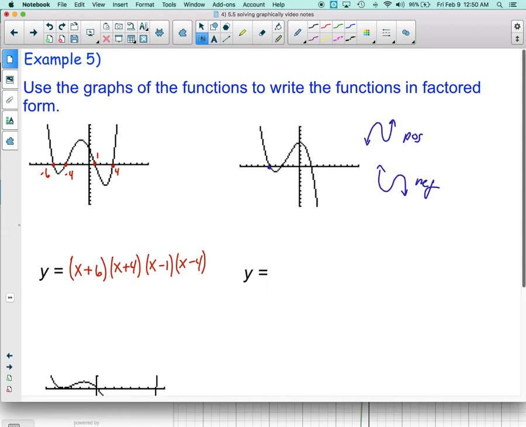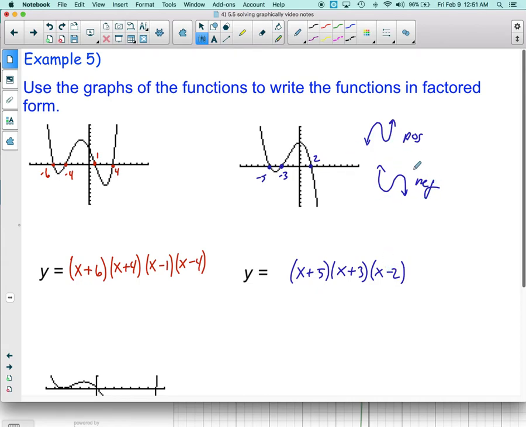So looking at my x-intercepts. So let's see, 1, 2, 3. So that's -3, 4, 5, -5, and then 1, 2. That's +2. So starting off with x, and then that's -5. So minus a negative is +5, and then x minus -3. So +3, and then x minus 2.